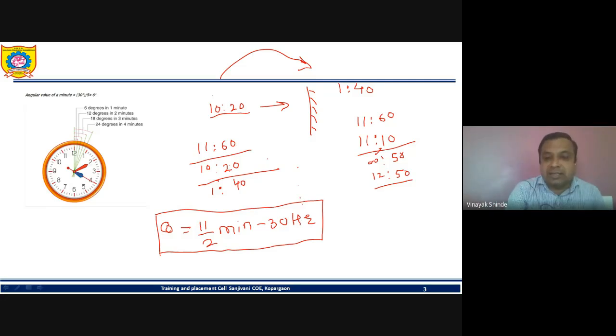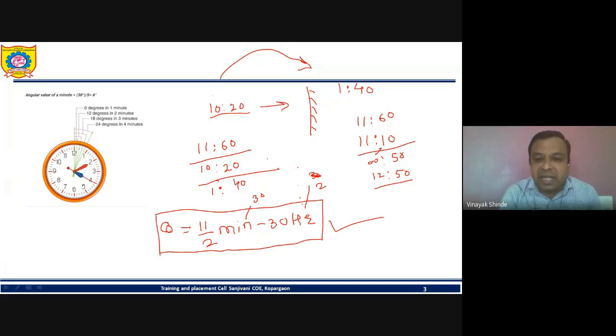Right? Let us consider that the time given to you is 2:30. You just need to put the values of hours and minutes in the formula. So 30 goes in for minutes, and 2 goes in for hours, and you'll get the angle. Theta is equal to 11 by 2 into minutes minus 30 into hours.